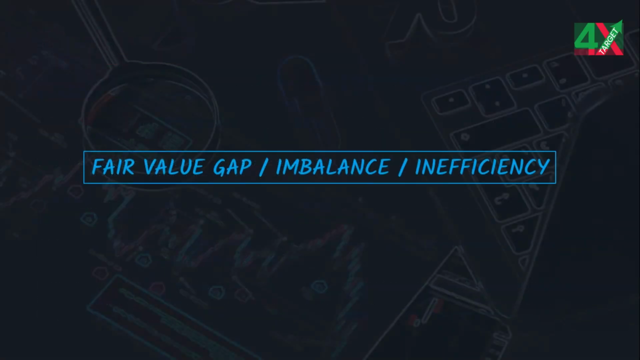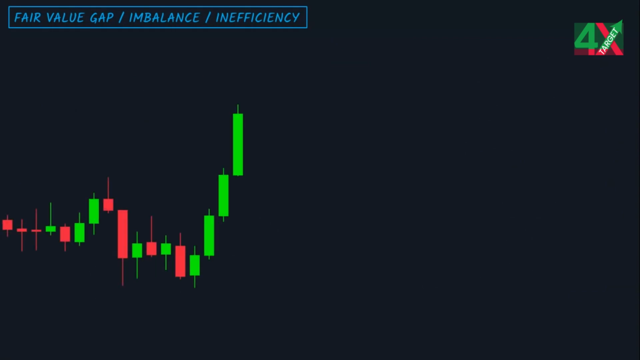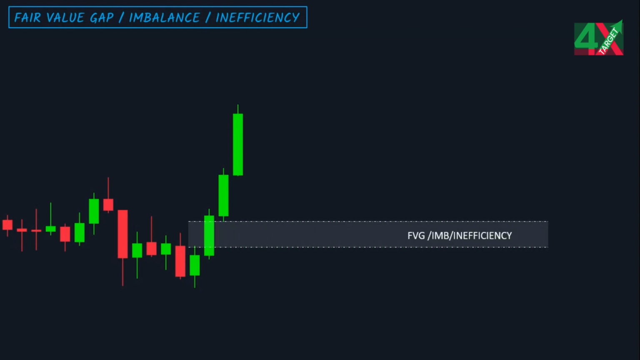A fair value gap, often called an imbalance or inefficiency, forms when price moves too quickly in one direction, leaving an unfilled space on the chart where buying and selling were not balanced. It usually happens when large institutional orders enter the market, causing price to move aggressively without giving the opposite side a fair chance to trade.